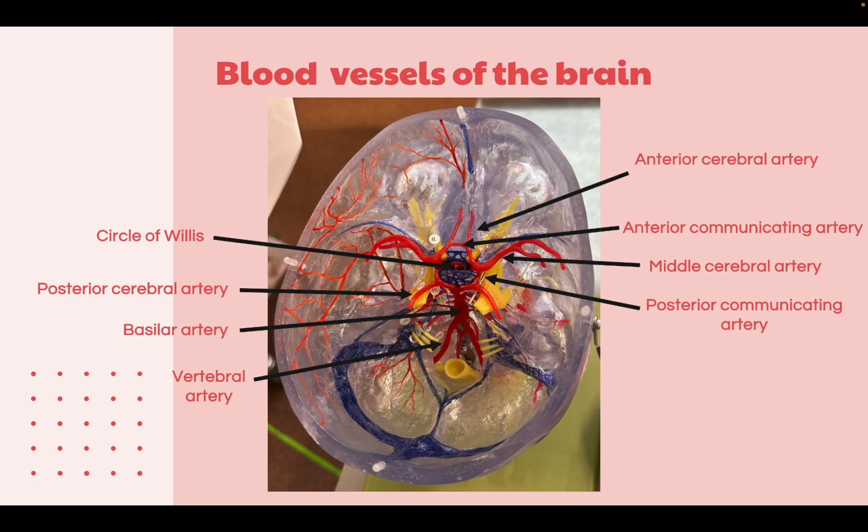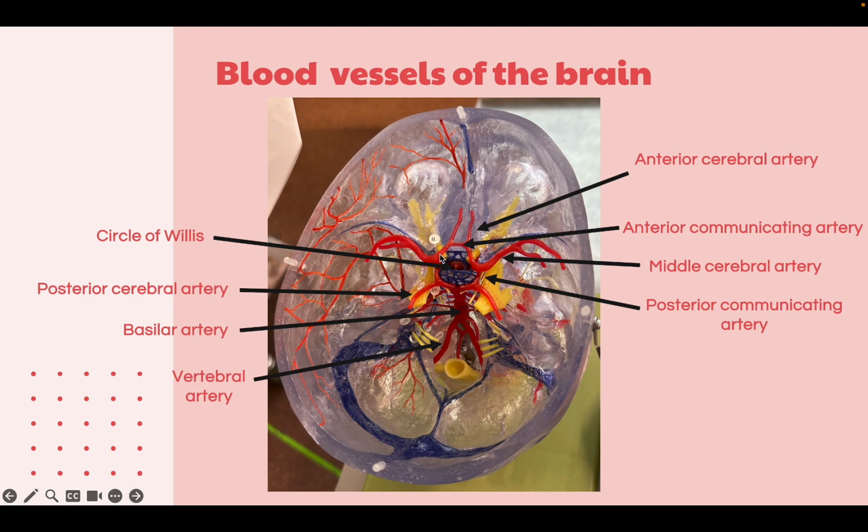So here are the blood vessels of the brain. We have the anterior cerebral artery, which anteriors towards the front. So we have the anterior cerebral arteries right here. And then we have the communicating artery right here, which connects them.